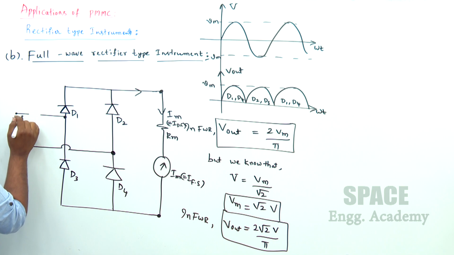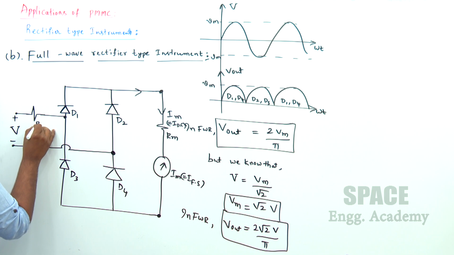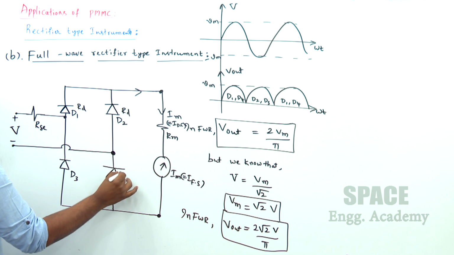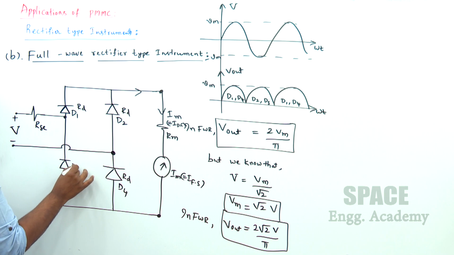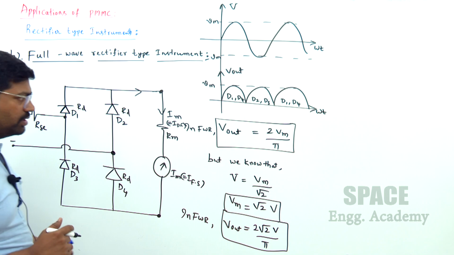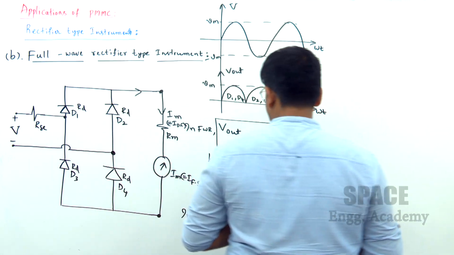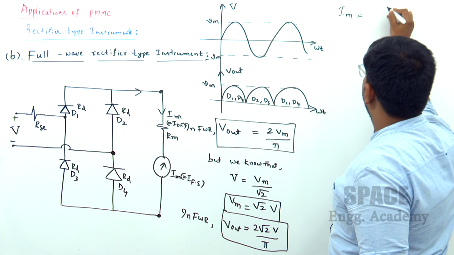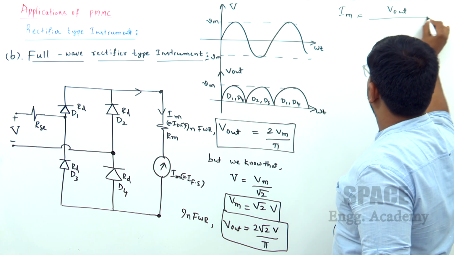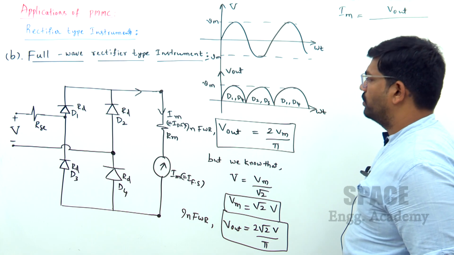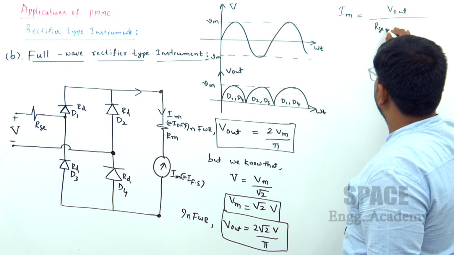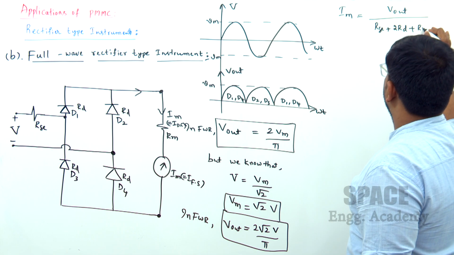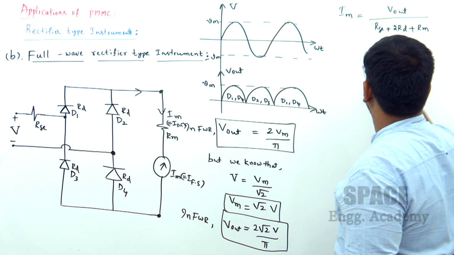To extend the range, when you add the multiplier resistance. Suppose all the diodes are having the same internal resistance like RD. Anyway, one time two diodes are in on position. So, when you write expression for the current, IM is equal to output voltage by the total series resistance. At a time two diodes are in on position. So, we are writing 2 RD plus RM, that is meter resistance.